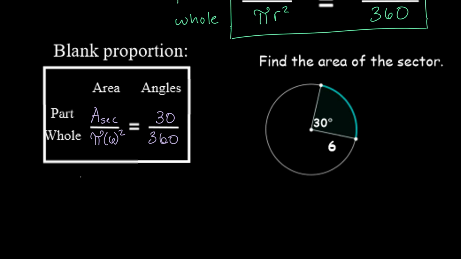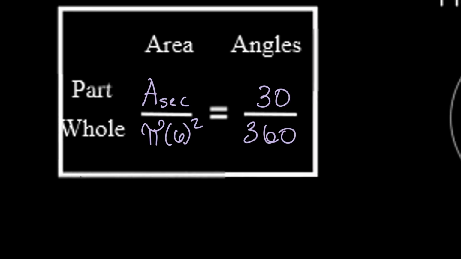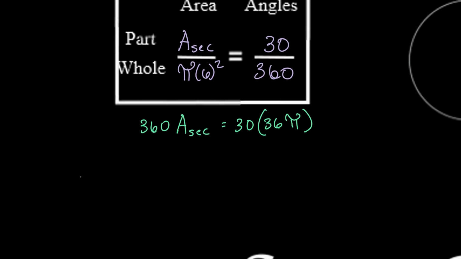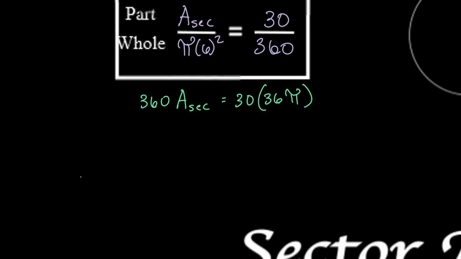How do I solve this? How do I know I can cross multiply here? You have two ratios set equal to each other. Good. So I have 360 times area of a sector is equal to, what's 6 squared? Good. Now, should I multiply the pi in right now? Probably not. Good. And 30 times 36 is? Good. 1080.